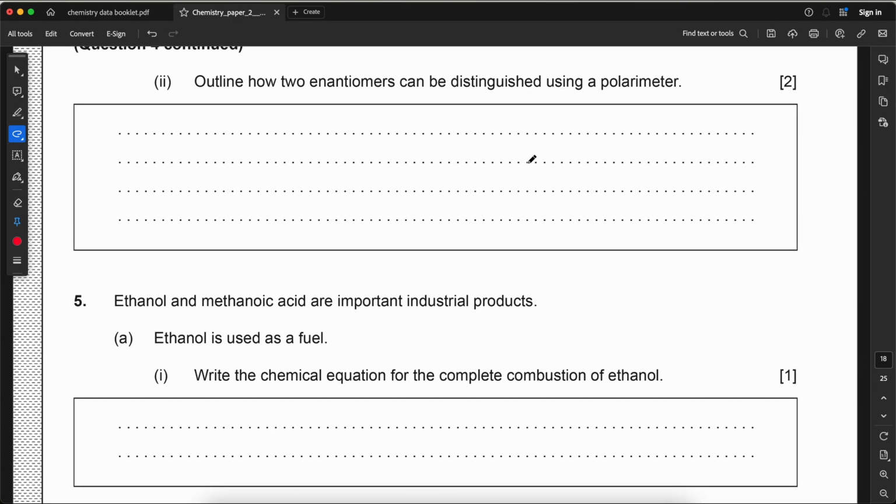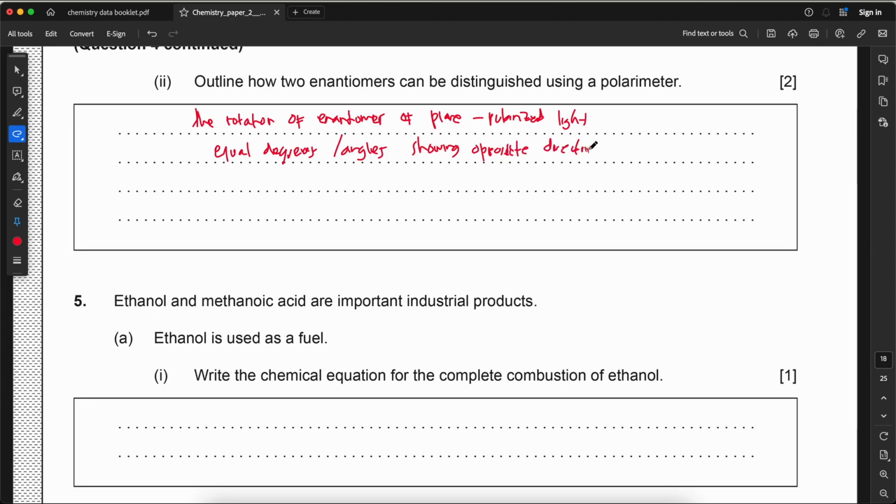Outline how two enantiomers can be distinguished using a polarimeter. Because enantiomers rotate the plane of polarized light by equal degrees or angle, showing opposite directions of rotation. Based on this.